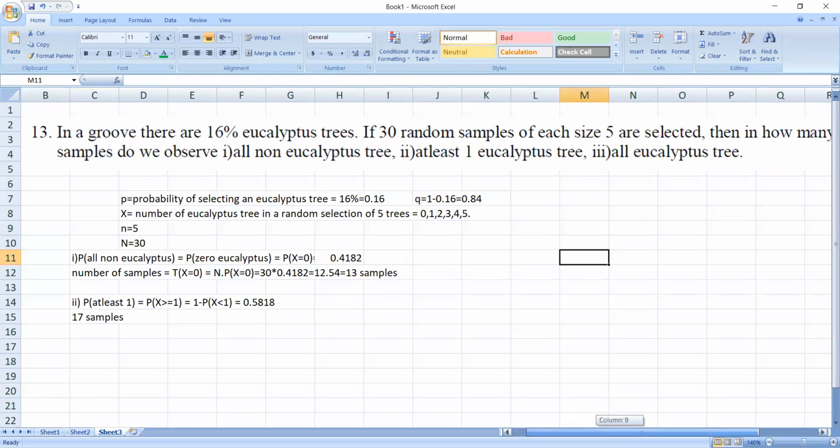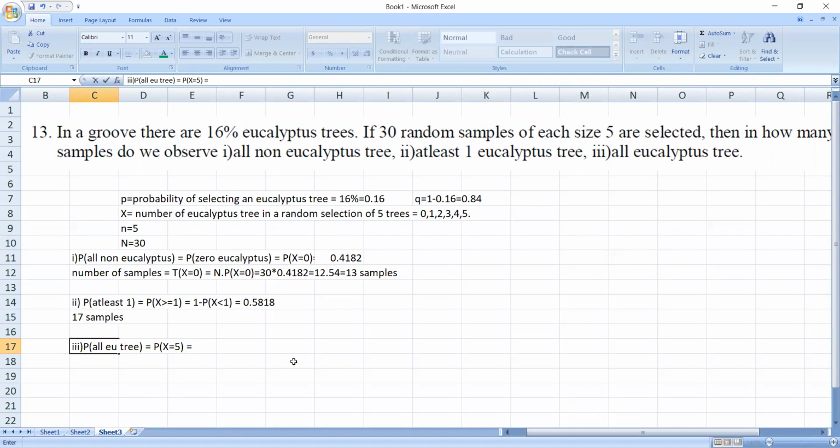Next one now. All eucalyptus trees, P of X is equal to 5, since we are selecting 5. So that will be P to the power of 5, which comes to 0.0001. Roughly 0 samples.